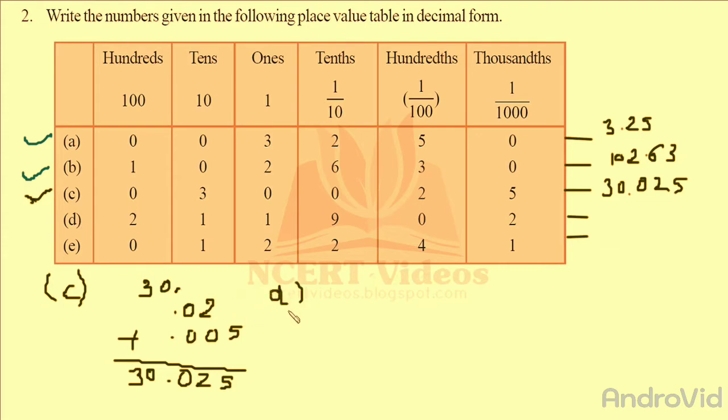D part, we have 200. We'll write straight away. Tens, we have 10, therefore 10. In ones position, we have 1.